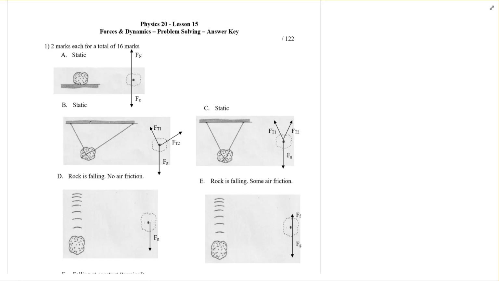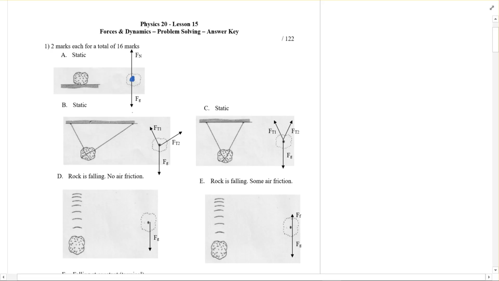So let's go through the lesson 15 key here. Number one, for the free body diagram, this rock wasn't moving, right? Fn and Fg must be balanced, right? There is an Fg and there is an Fn, but they have to be balanced. If they weren't, it would be accelerating upward or it would be accelerating down through the earth.